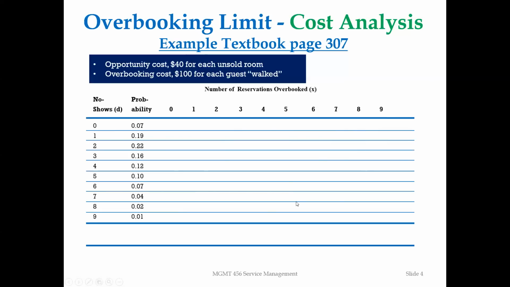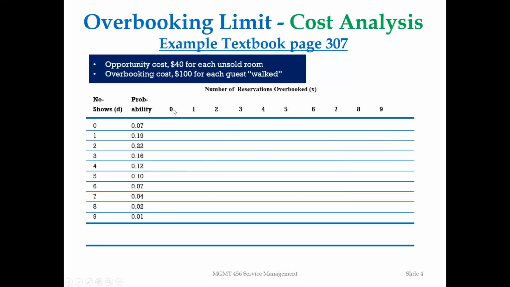Now we have to fill the rest of the table. The top line shows all possible overbooking limits. I want to try different overbooking limits to see which one is the best. So I can overbook by 0, or 1, or 2, or 3, all the way to 9, and I list all the possible overbooking limits. This is the same as the number of no-shows: the number of no-shows goes from 0 to 9, which means the possible overbooking limit goes from 0 to 9 as well.